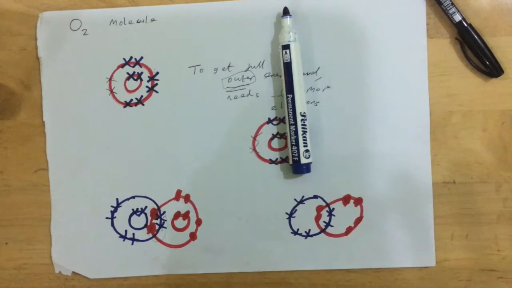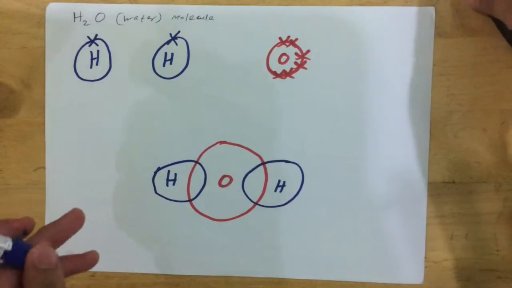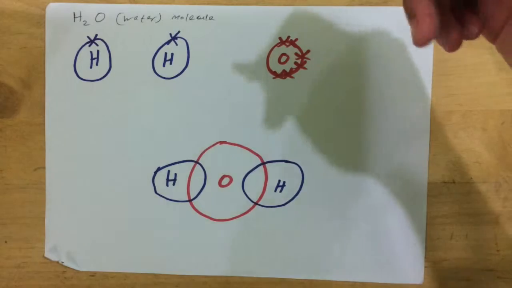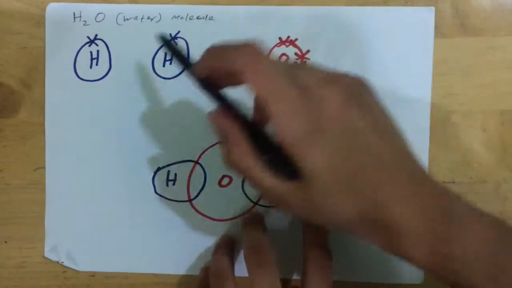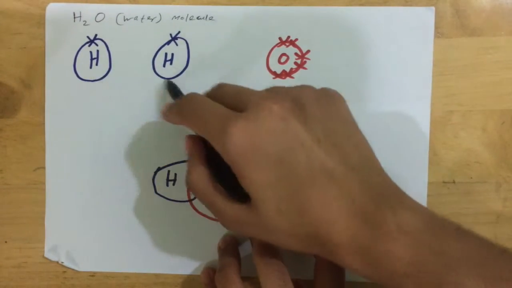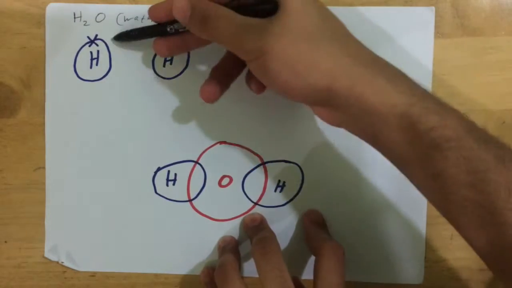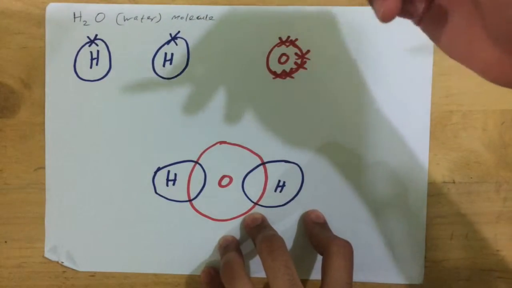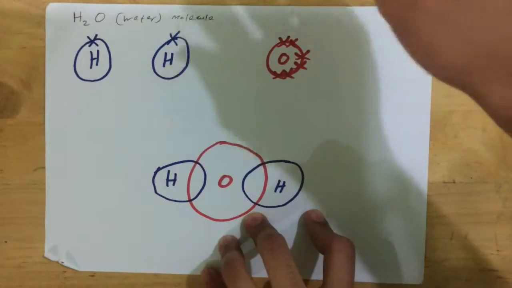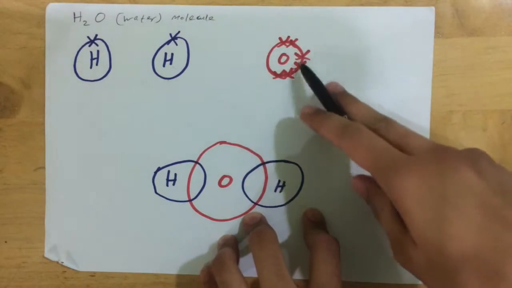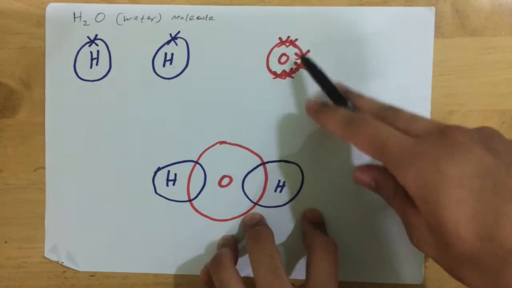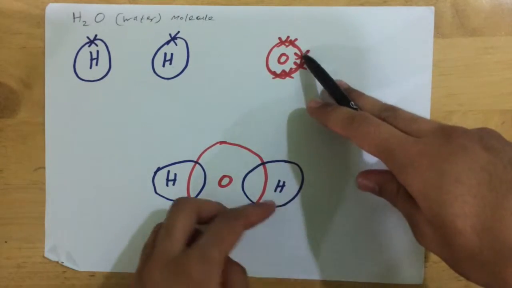Now let's look at another example. A water molecule. This is a bit more complex because it's got more than 2 atoms involved. Here we have 2 hydrogen atoms, and we know that they have 1 electron in the outer shell. Now for this example, I'm only going to show the electrons in the outer shell because we don't need the electrons in the inner shell. Here we have the oxygen atom, which has 6 electrons in its outer energy level.